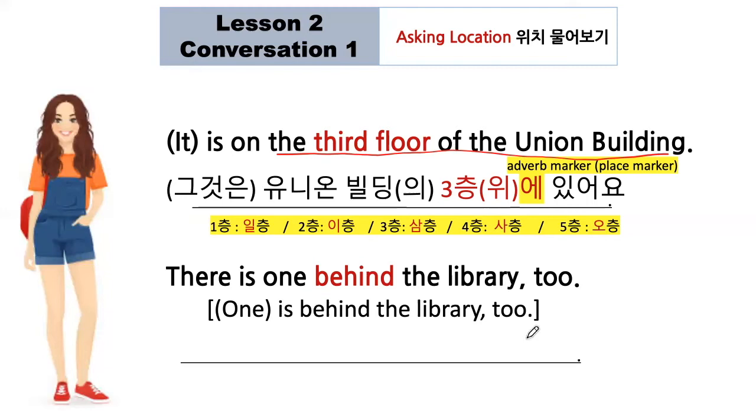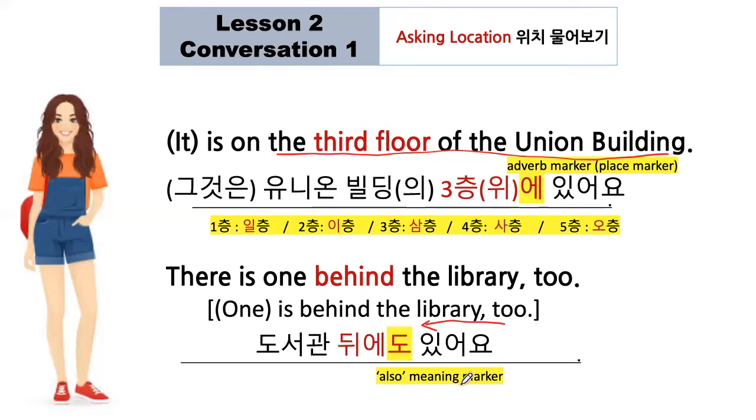And next one, there is one behind the library too. In Korean, we don't have this specific phrase, there is, there are. So we just put the sentence into the original order, one, and then verb is here, behind the library too. And then let's put this into Korean and delete this subject part because the speaker and listener know what it is. So we say, 도서관 뒤에도 있어요. Once again, whenever you see too, then we put special marker here, also meaning marker.